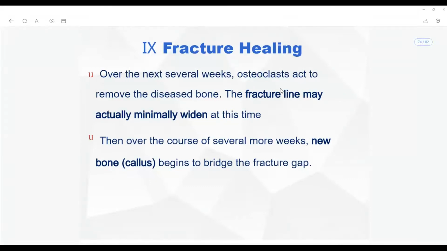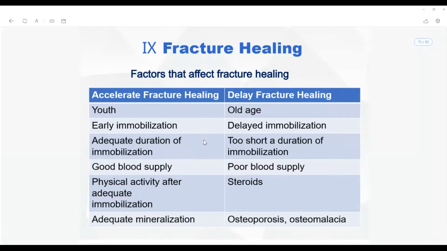Osteoclasts are the ones that actually remove the bones that are being destroyed, right? So destructive cells are the ones being completely removed. Bone resorption is going to happen, and that will be done by the osteoclasts. So that's the reason that at some point during the first several weeks, the fracture line may actually widen. But later, over the course of time, new bone formation will come to bridge the gap along the fracture, and that will be done by the chondrocytes, right? Osteocytes. So now you see here factors that affect fracture healing.